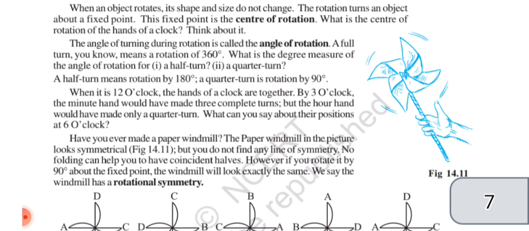1. A half turn. 2. A quarter turn. A half turn means rotation by 180 degrees. A quarter turn is rotation by 90 degrees.